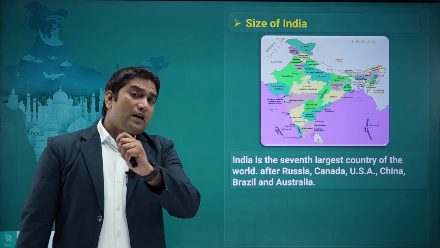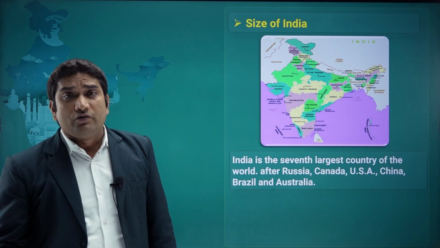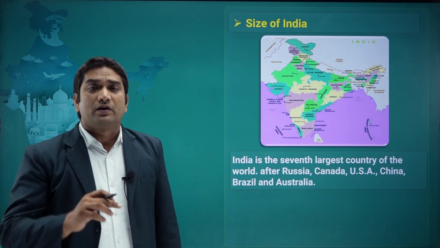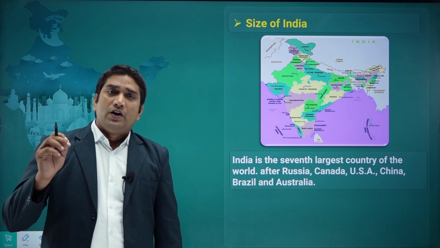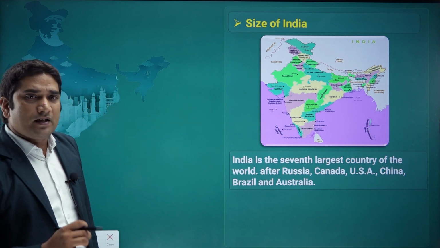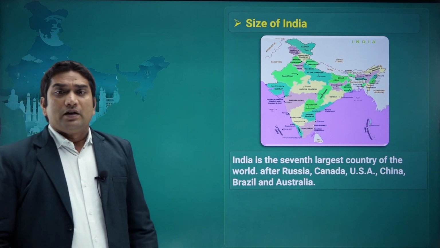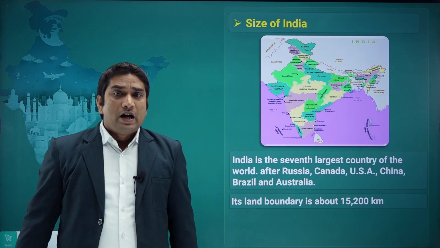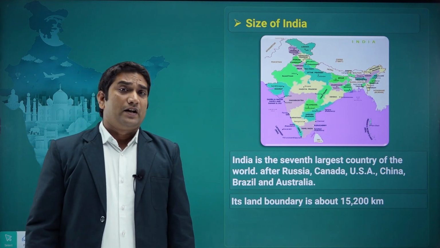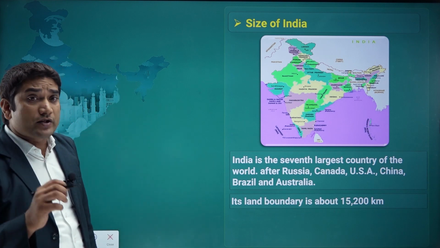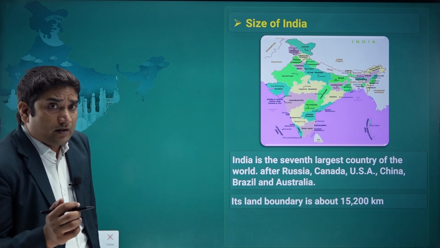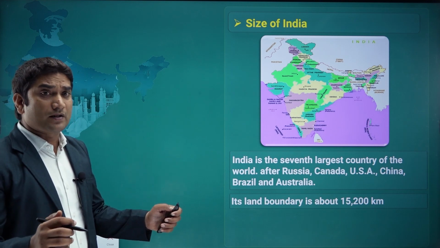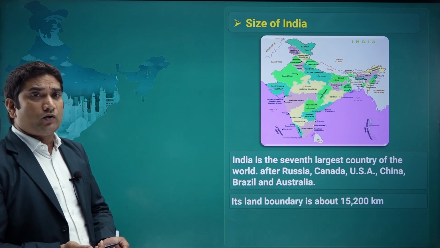So students, India is the 7th largest country in the world area-wise, after Russia, Canada, USA, China, Brazil and Australia. Right. So India is the 7th largest country in the world in area, and the land boundary of India is about 15,200 kilometers. Now, how is the 15,200 kilometers here?